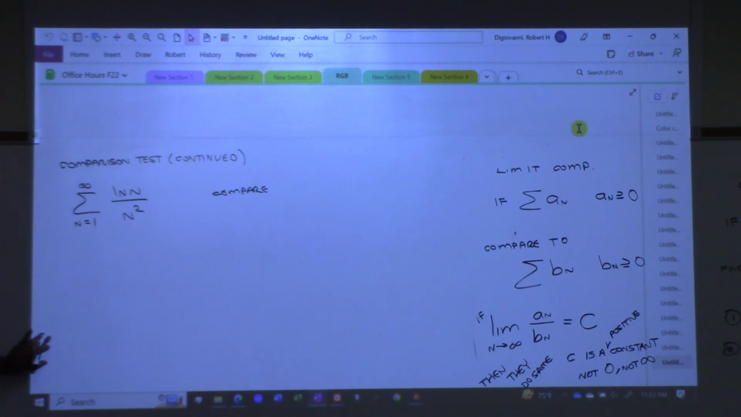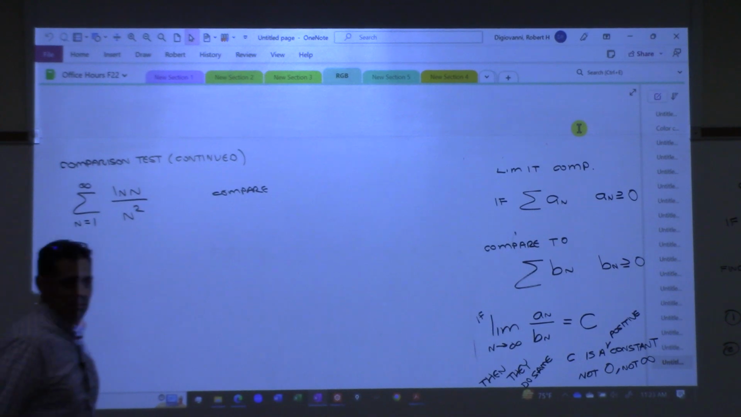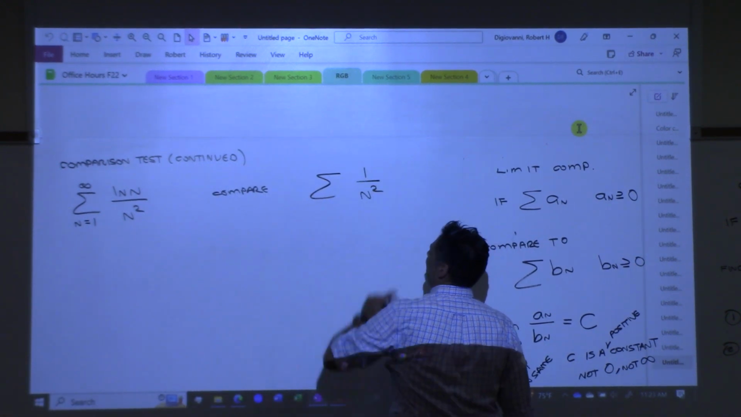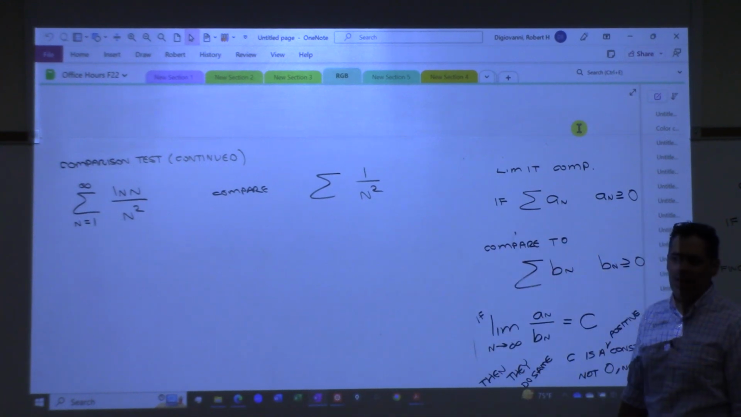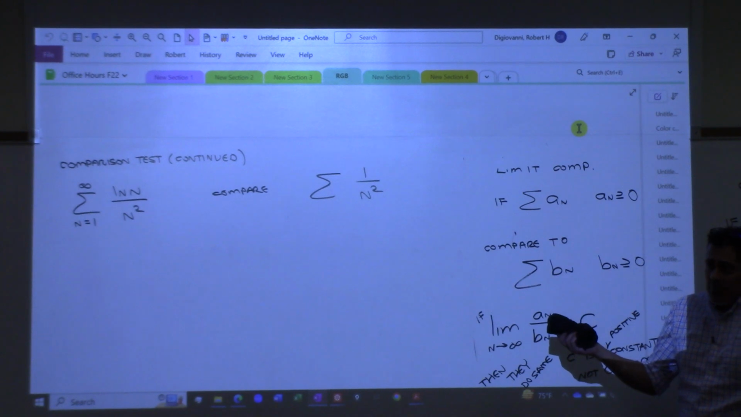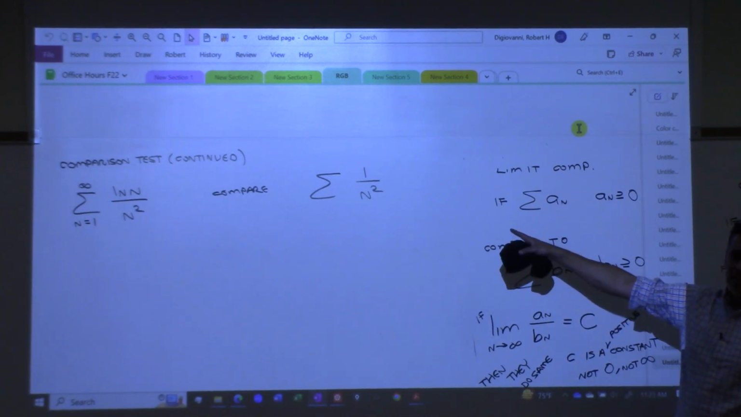So I'm sitting here, I'm like, okay, what do I compare this to? I don't know. 1 over n squared? Let's go for that. I mean, that's kind of like ignoring the natural log and saying, hey, maybe this is kind of like 1 over n squared. Now, that's a guess, right? I'm hoping this is what it is. Now, I need to know what this does.